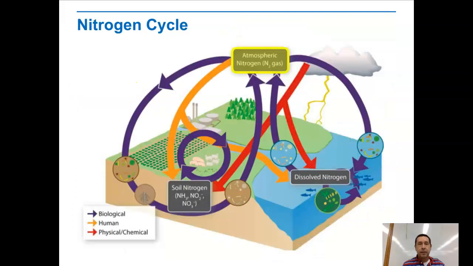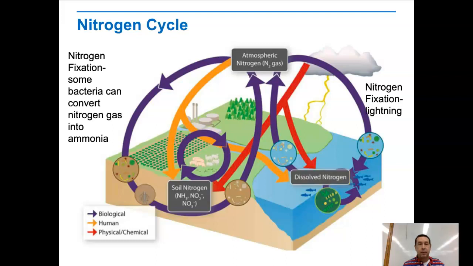The nitrogen cycle. Most of the air is nitrogen. About 70% of the air is nitrogen gas. But most living things can't use nitrogen gas as a source of nitrogen to build proteins. So instead they rely on bacteria primarily to convert that into a usable form of nitrogen, in the form of nitrates and nitrites and things like that. There's also dissolved nitrogen in the water on the surface.